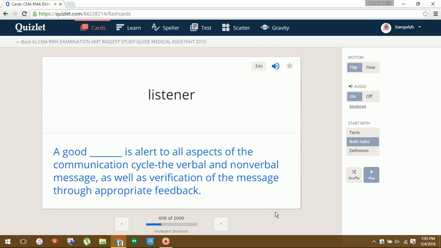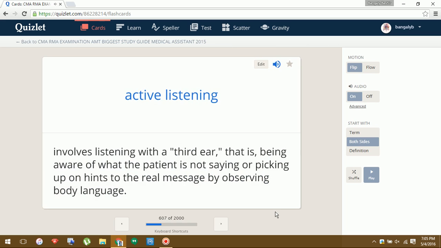Listener. A good listener is alert to all aspects of the communication cycle, the verbal and nonverbal message, as well as verification of the message through appropriate feedback. Active listening involves listening with a third ear, that is, being aware of what the patient is not saying or picking up on hints to the real message by observing body language.